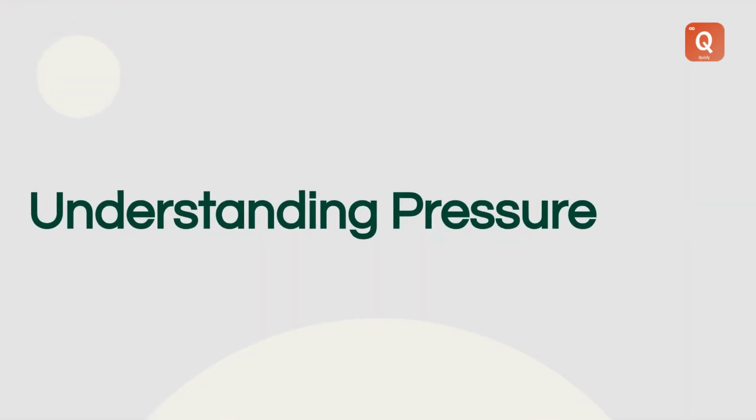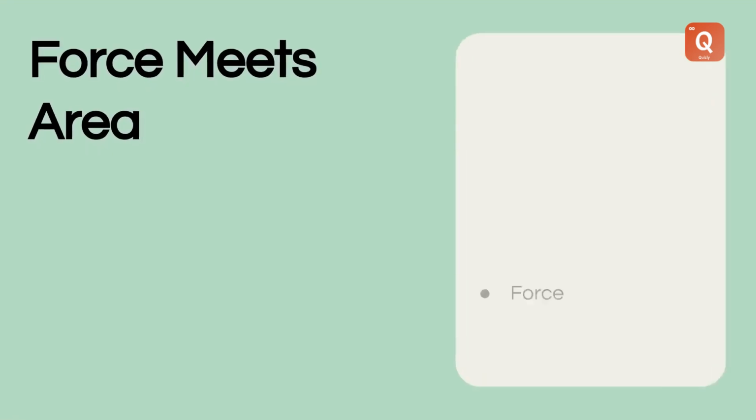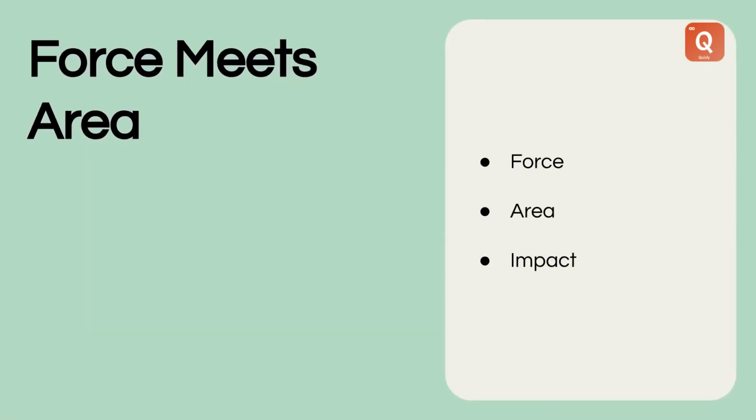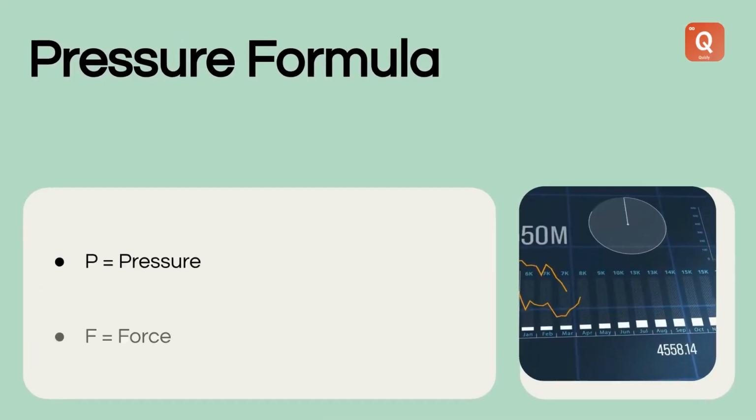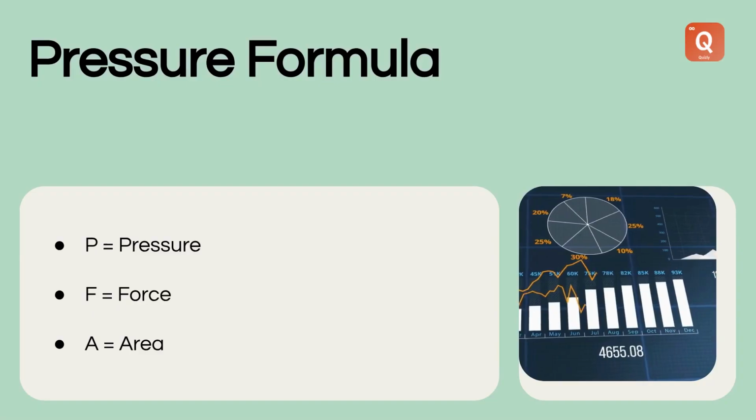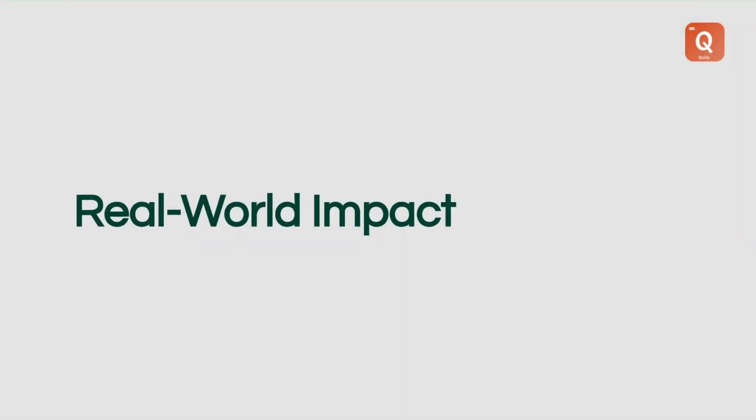Now, let's move on to pressure. Pressure is related to force, but it also considers the area over which that force is applied. It's defined as the amount of force distributed over a given area. So the same force can create different pressures depending on the size of the area. The formula for pressure is force divided by area. P equals F/A. Why does this matter?